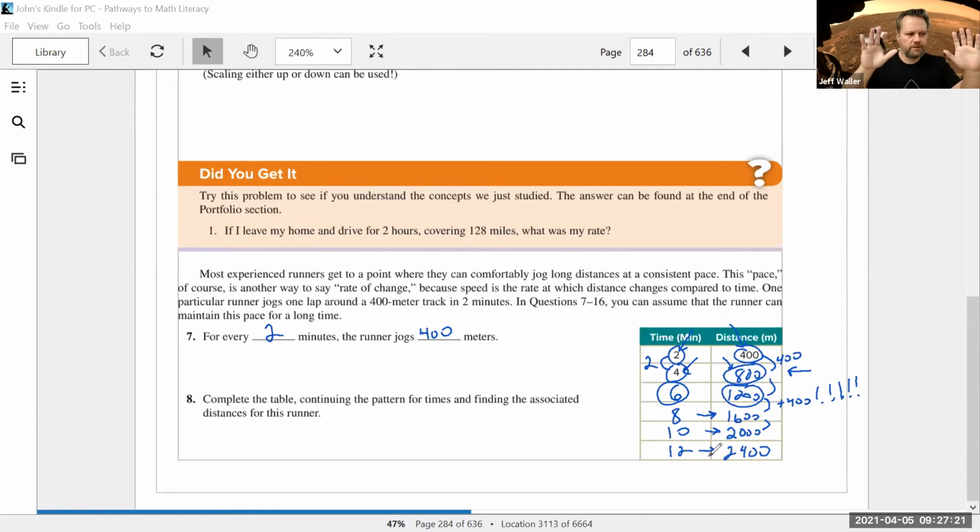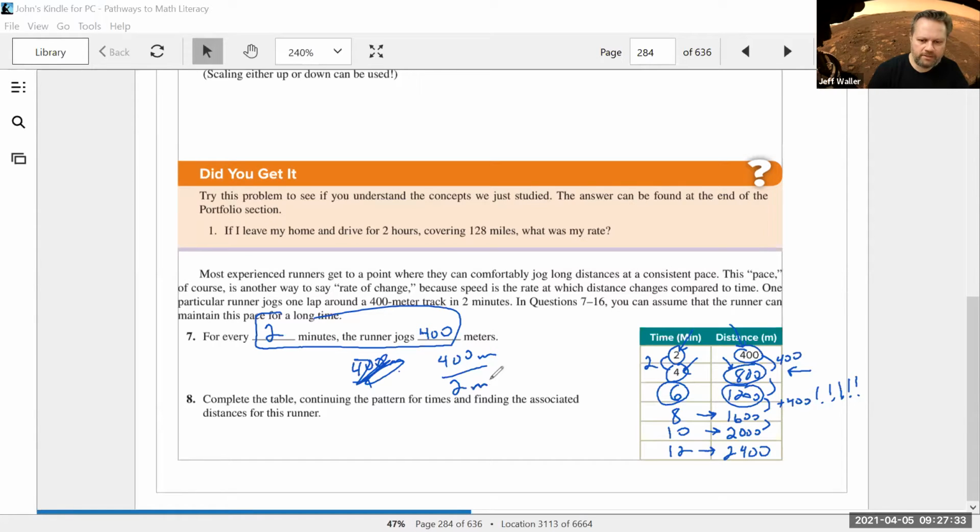Okay, so you guys know what this is leading to. Well, what's the unit rate on this thing? 400 meters for 2 minutes. The unit rate, of course, would be 200 meters per minute. So that's why it makes sense. I could just take the number of minutes and multiply by 200. That's another way I could do this.